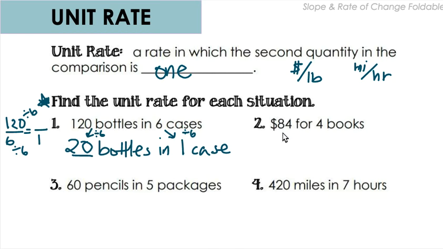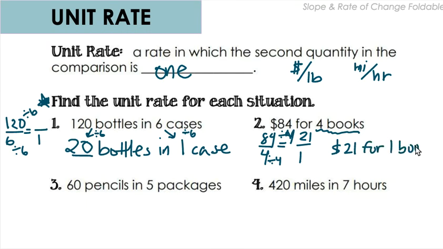Let's go ahead and try the next one. If it's $84 for 4 books, how much is it for 1 book? Remember, our second value needs to become 1 because that gives us a unit rate. Well, 4 divided by 4 is 1. 84 divided by 4, that's a 4, would be 21. So it would be $21 for 1 book.